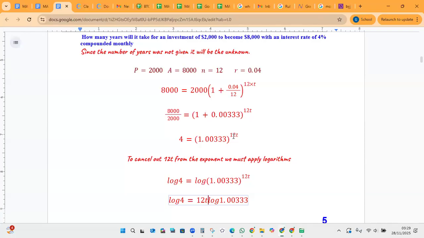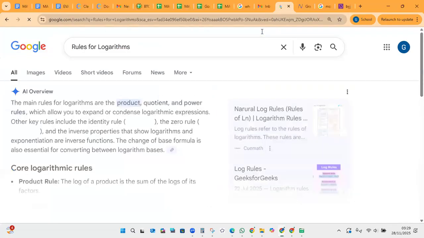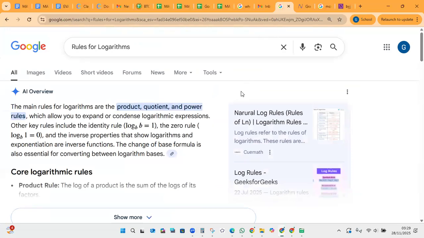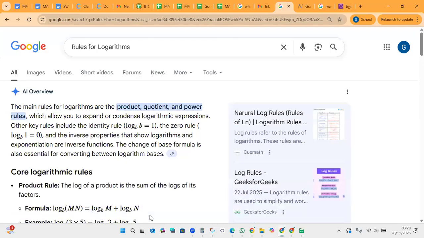Now t is part of the exponent. And in order to tackle the exponent when it's unknown, we can use logarithms. Okay, so to cancel out 12t from the exponent, we must apply logarithm, specifically the power rule for logarithms. And here we are going to talk about the power rule for logarithms.